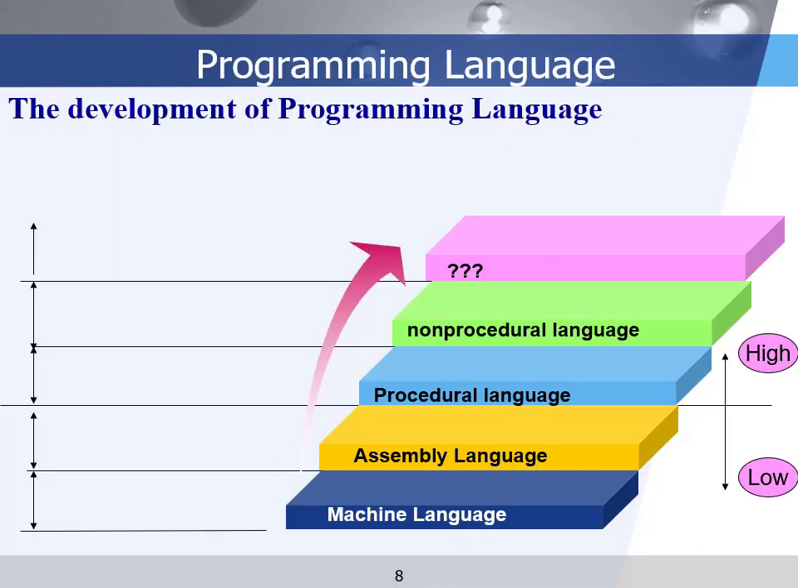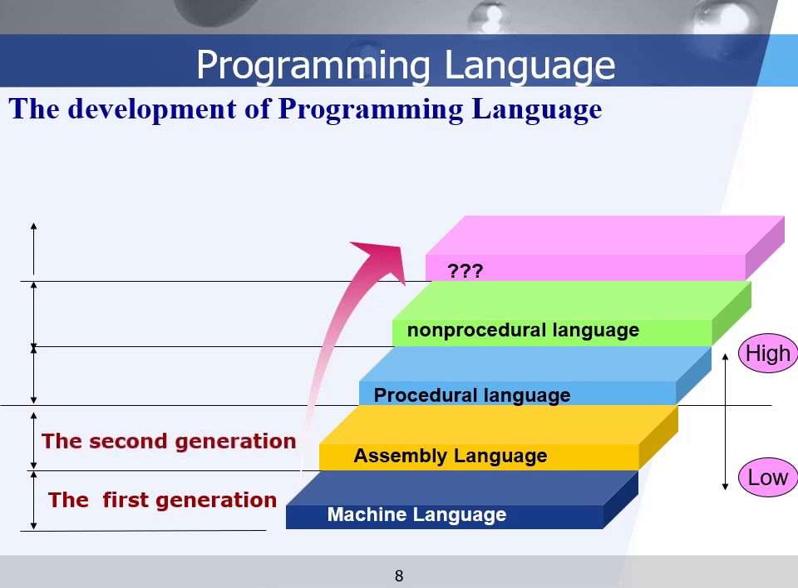Now let's look at the different categories of the programming language. We basically have four generations of programming languages. The first generation of the programming language is the machine language, which is the binary code. Just like how we programmed in the first generation of the computer, we need to use the binary, and we even need to connect the cables.